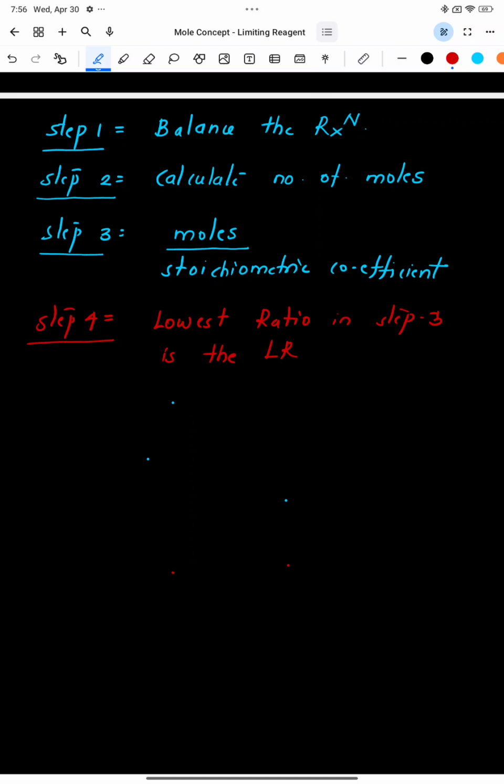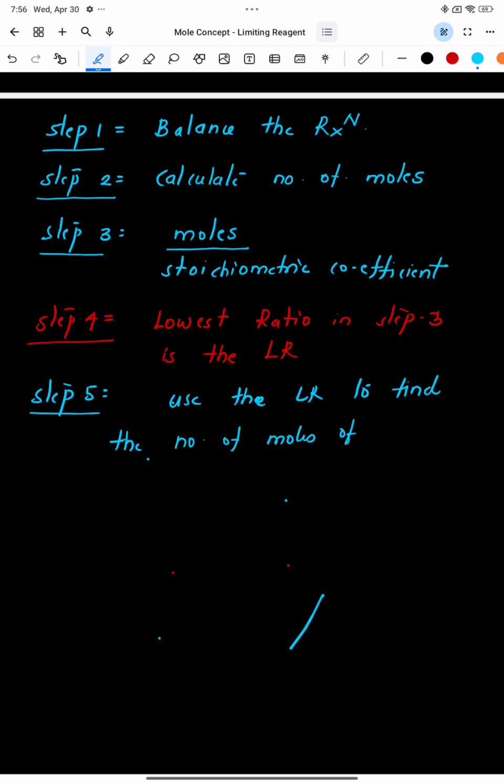And then what we do next is we proceed according to the limiting reagent to find the number of moles produced. So use the limiting reagent to find the number of moles of product formed or the number of moles of reactant consumed.